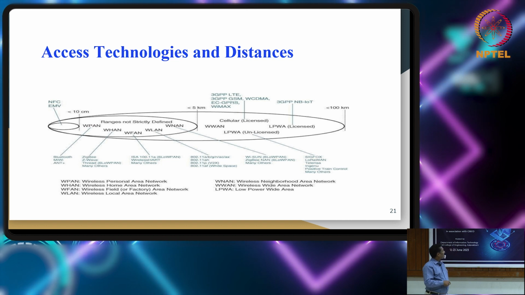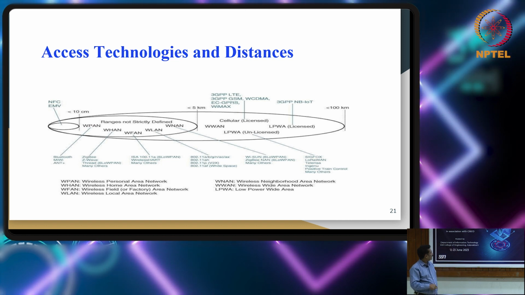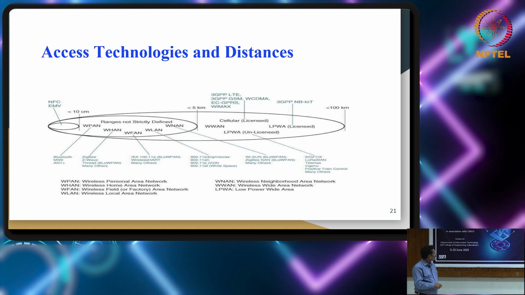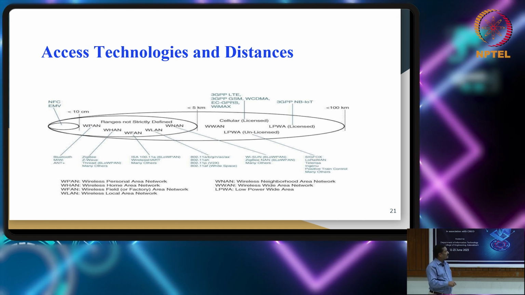That is WPAN, wireless personal area network, and WHAN, the wireless home area network. Again, I am repeating, the range is not strictly defined here. And WFAN is the wireless field or factory area network. WLAN is the wireless local area network. And the other one is WNAN, the wireless neighborhood area network.